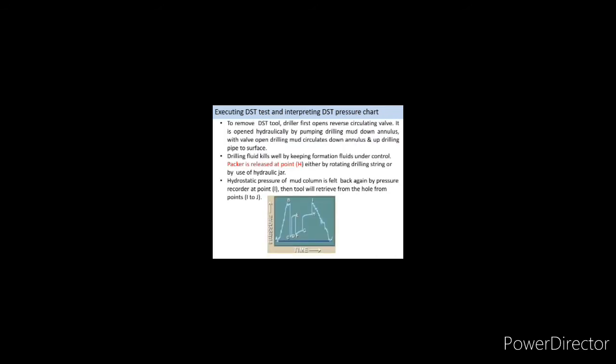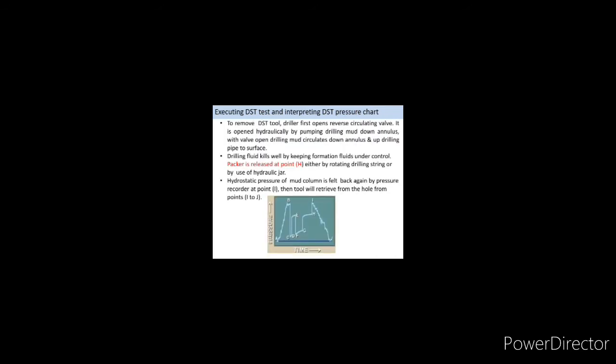This is the method. After replacing the mud with killing mud, we'll remove the packer. At the pressure recorder, pressure will again increase and reach the I point, as shown in the figure, and it is approximately the same as B. Now after that we'll slowly remove the drill string. So it will go from I to J as shown in the figure. So this is basically a DST chart which we get during the DST test.